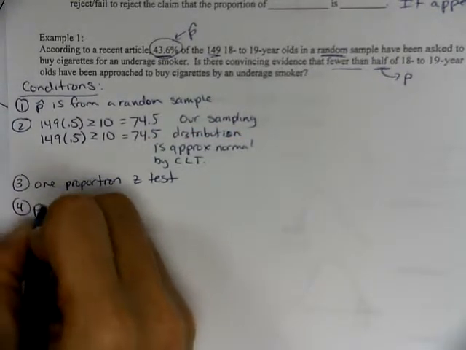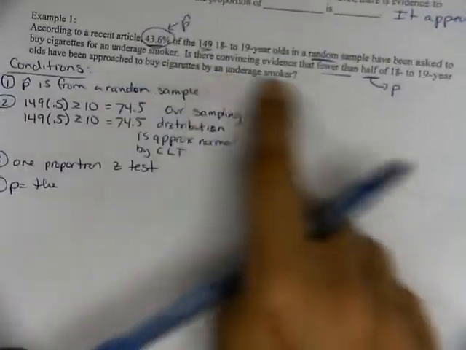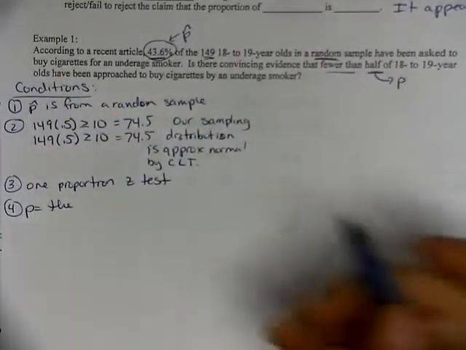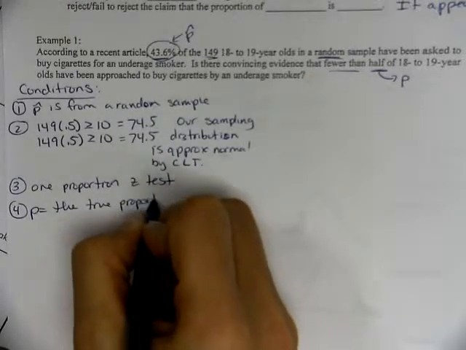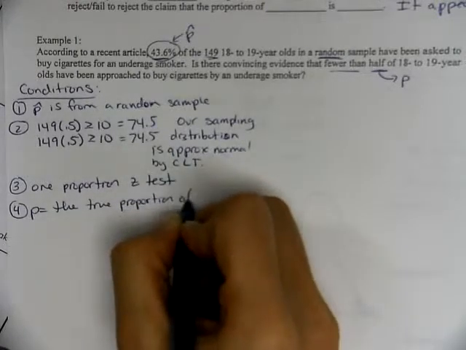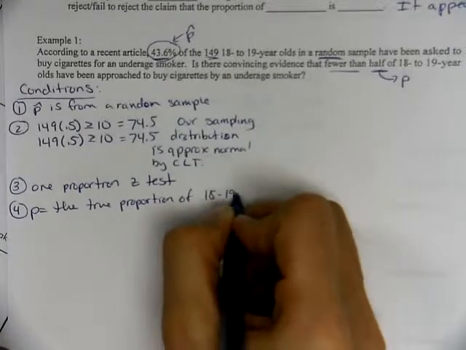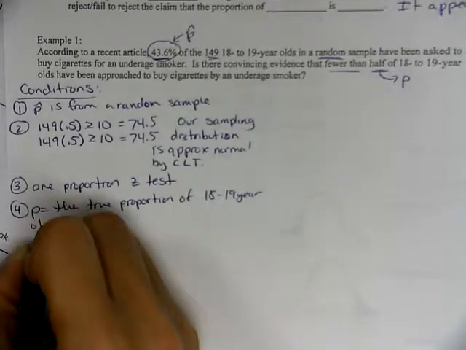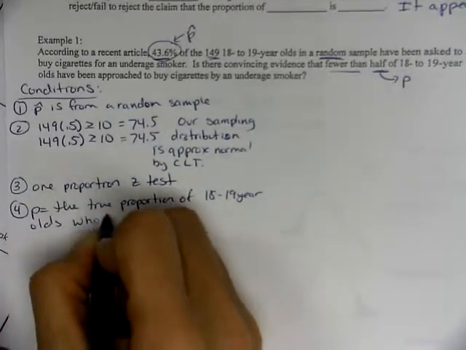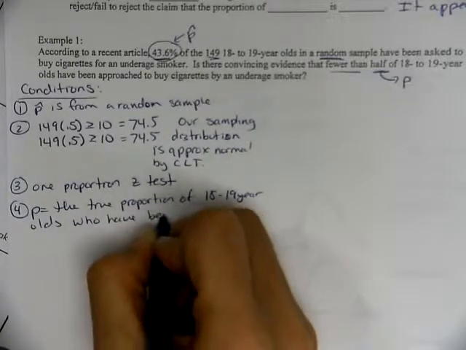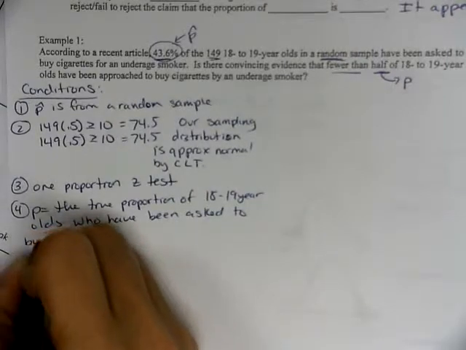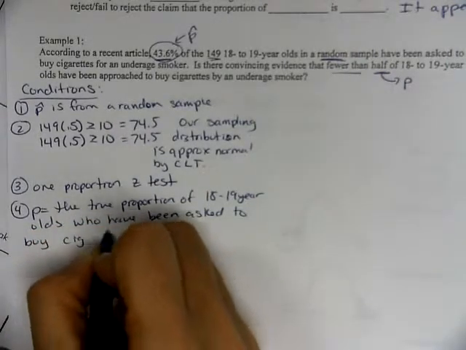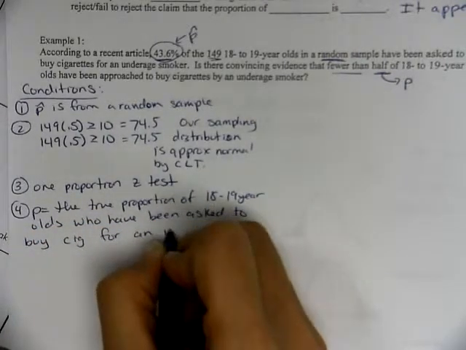So, p is going to equal, and it's going to be in your problem somewhere, the true proportion of 18 to 19-year-olds who have been asked to buy cigarettes for an underage smoker.